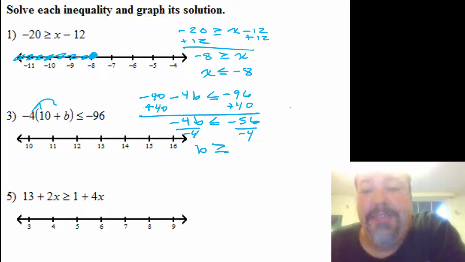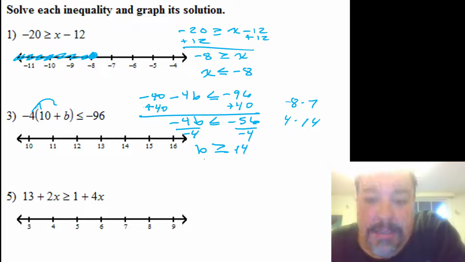And let's see, negative 56, that's 8 times 7, so that's 4 times 14. And so when we divide by negative 4, that should give us a positive 14. So we have b is greater than or equal to 14. That's on our number line here. So let's put a closed circle there. And it should be all the numbers bigger than it.